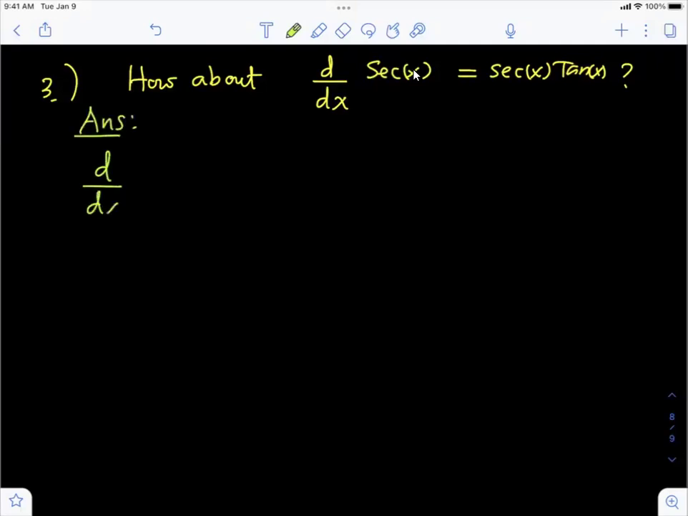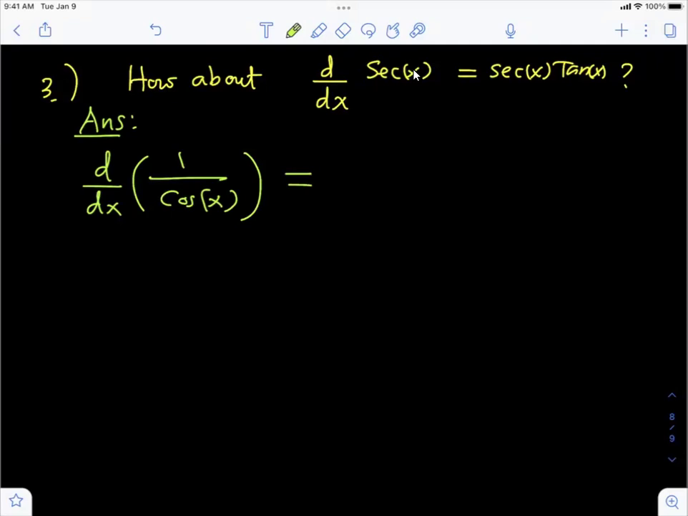The derivative of secant, first of all, we know the derivative of sine and cosine. Let's pretend that's all we know. And then 1 over cosine x. Secant x by definition is 1 over cosine x. Now let's take the derivative. You can employ two different methods here.